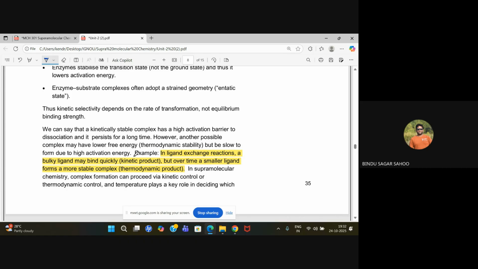So in a ligand exchange reaction, generally a bulky ligand may bind quickly. The interaction of a bulky ligand with the metal, or of a bulky host with the guest, is called a kinetic interaction. But over time, smaller ligands can form a more stable complex. This is called the thermodynamic product. Thermodynamically stable complexes can take a longer time, but they are comparatively more stable. But the product which forms at a faster rate, in a shorter time, we can say is kinetically stable.